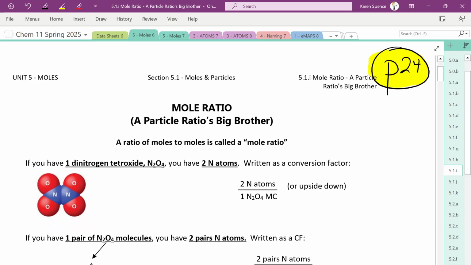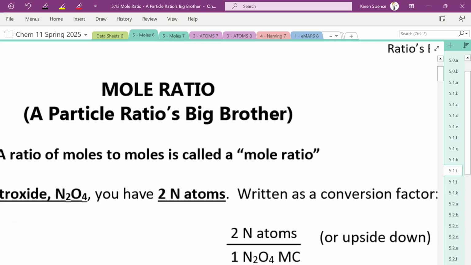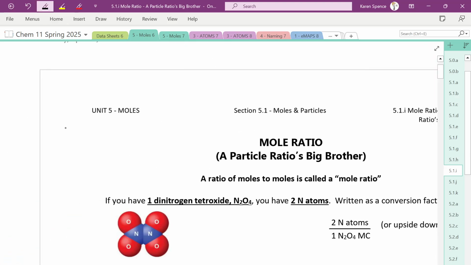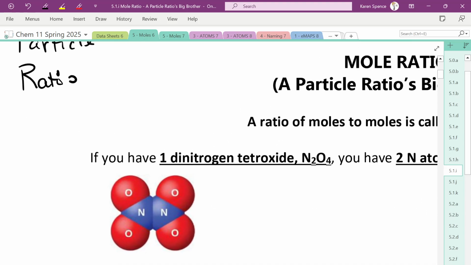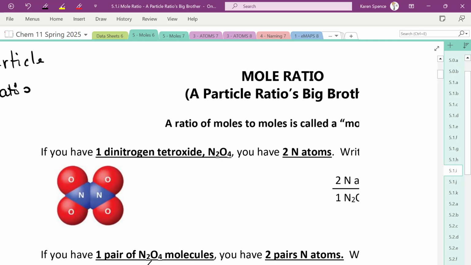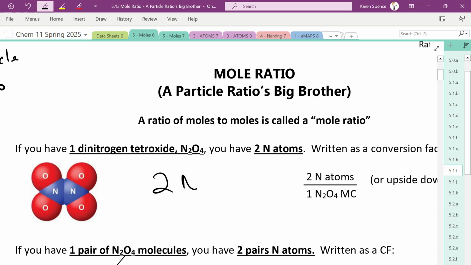The mole ratio is just a particle ratio's big brother, right? And the particle ratio, if you recall, let's say we had this N2O4 molecule. We have 2 N atoms for every 1 N2O4 molecule. So far, so good. We all know how to do that.